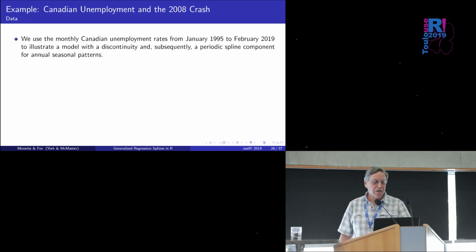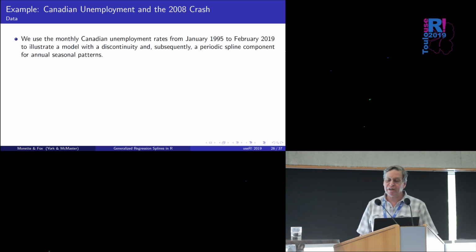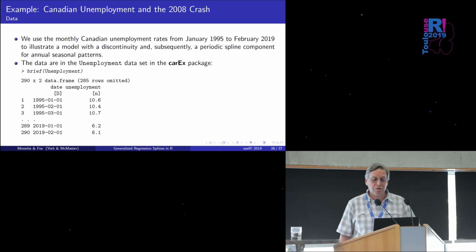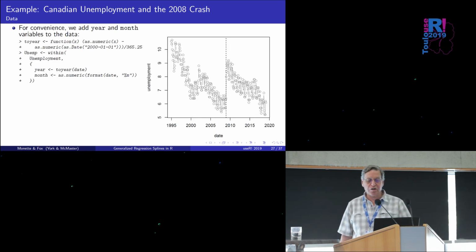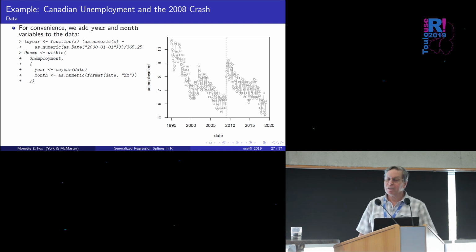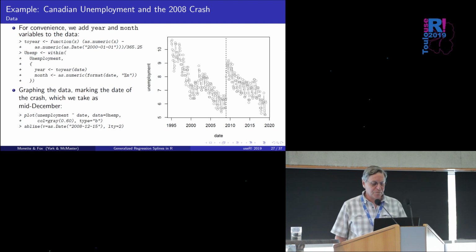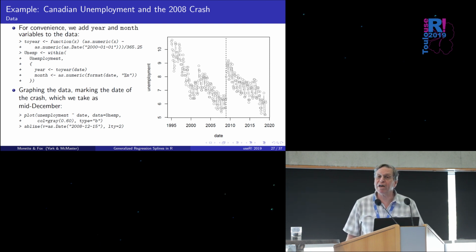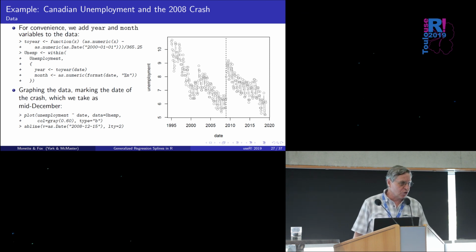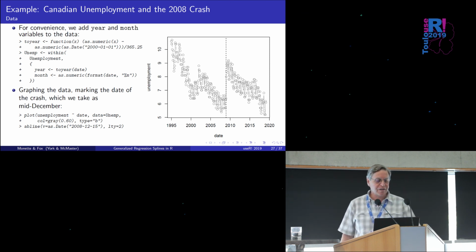So I have here monthly Canadian unemployment data from January 1995 to February 2019. Okay, the data are percentage unemployment rate. And here is a picture of the time series. And you can see that there seems to be a jump in December of 2008. That's when the financial crisis hit Canada.